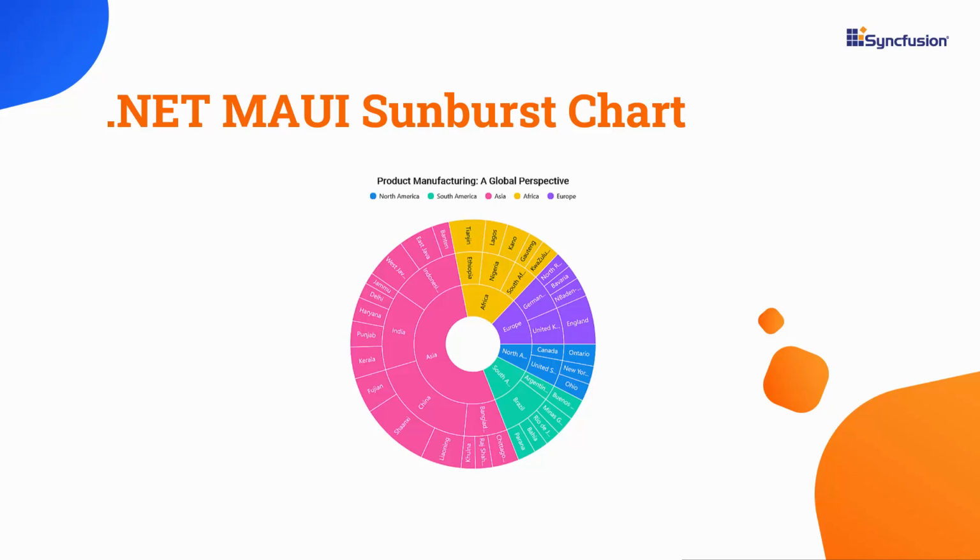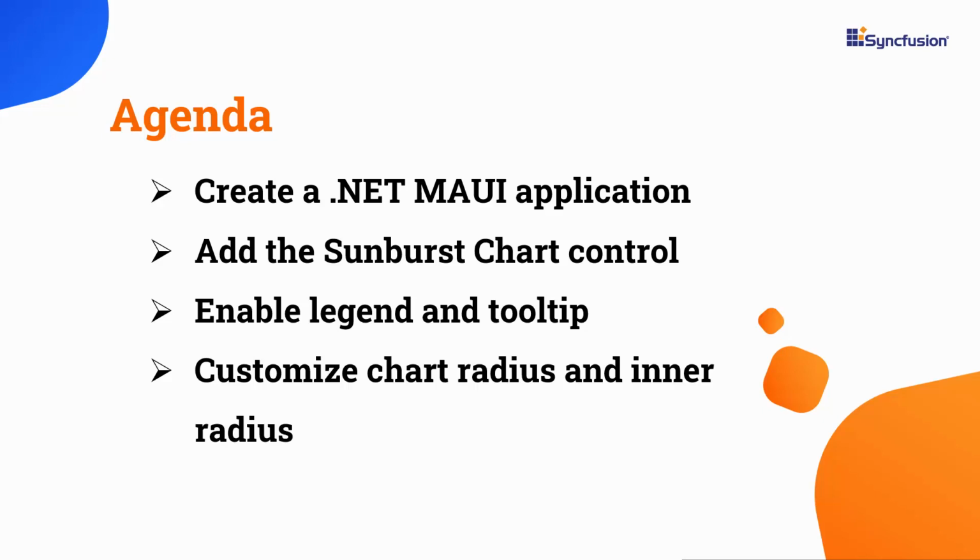The Syncfusion .NET MAUI Sunburst Chart is a tool for visualizing hierarchical data structures representing a different category or subcategory at each level. In this video, I will show you how to add a Syncfusion .NET MAUI Sunburst Chart control to your .NET MAUI application.